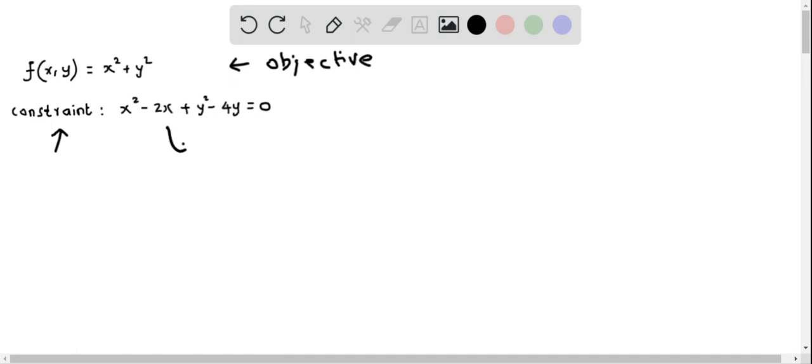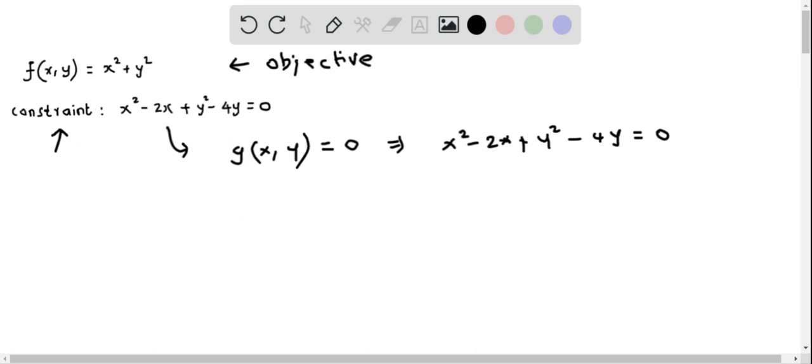So I'm going to rewrite this constraint equation as g(x, y) = 0. This implies g(x, y) is x² − 2x + y² − 4y = 0. So this basically represents the g(x, y).